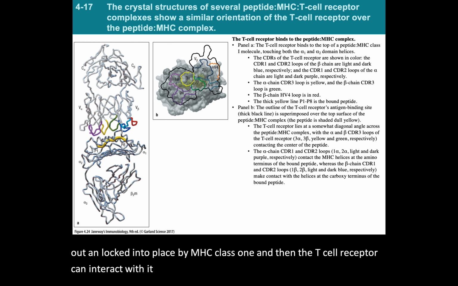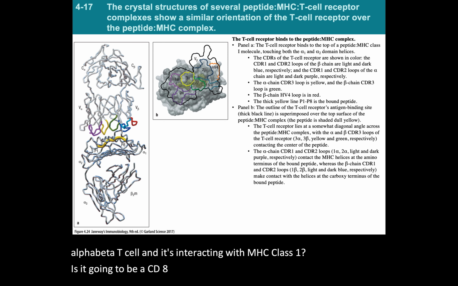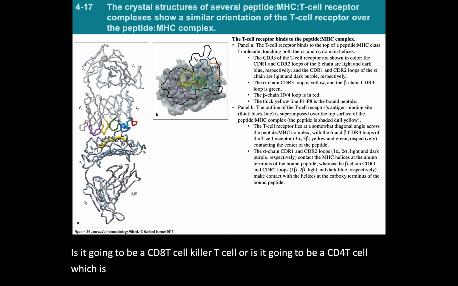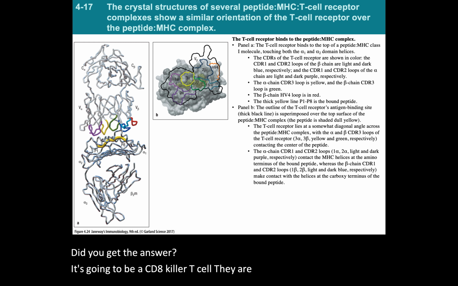Now, can you remember, if this is an alpha beta T cell and it's interacting with MHC class 1, is it going to be a CD8 T cell, killer T cell, or is it going to be a CD4 T cell, which is a helper T cell? Think about it a sec. Did you get the answer? It's going to be a CD8 killer T cell. They are the only ones that interact with MHC class 1.